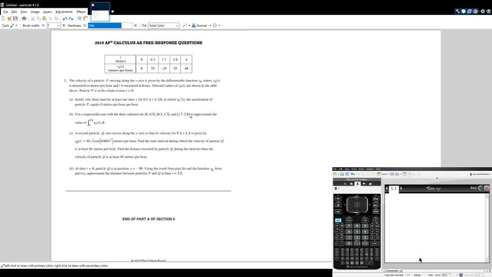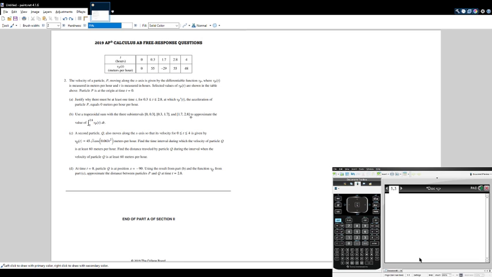Part A says justify whether there must be at least one time t in that interval at which v prime of t, the acceleration of the particle P, equals 0 meters per hour per hour. And the answer to that is the average rate of change over that interval is 0, and because the function is differentiable, it's therefore continuous. Therefore, according to Rolle's theorem, v prime of t must equal 0 at some point in that interval.